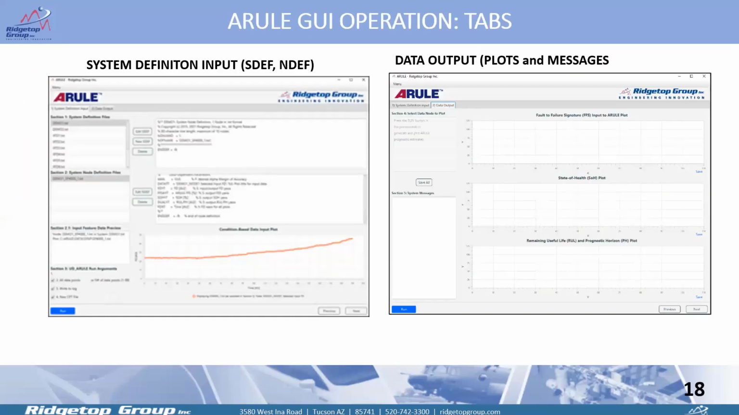Next. Our graphical user interface basically consists of input support and data output support. We call them tabs. Okay? The left-hand side is system definition input, and that shows you the system definition files and the node definition files. The output will provide the plots of the input data, RUL, and PH, the prognostic horizon, and state of health.